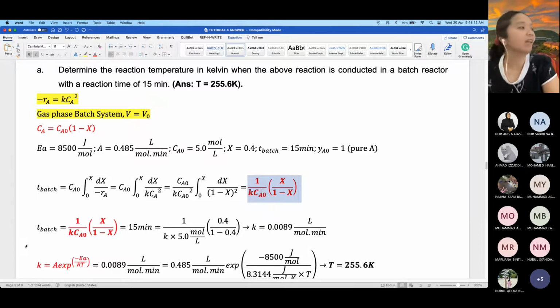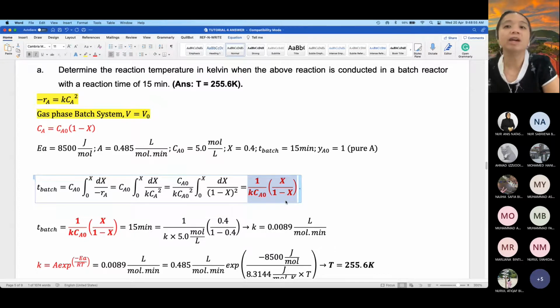As I show you in the screen, the one that I highlighted in the red, this is the only one equation where it gives that reaction time for batch reactor equals to 1 per kCa naught in bracket x per 1 minus x close the bracket. So this is the only one equation where dia fulfill batch, gas phase or liquid phase pun tak apa, and the rate law of minus RA equals to KCA square. You must understand, if I change reactor or I change the rate law, equation ni pun tak valid. So that's the challenge bila if you choose the wrong equation to be used, then definitely the whole thing is wrong.